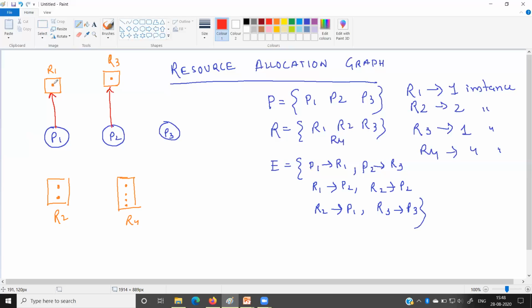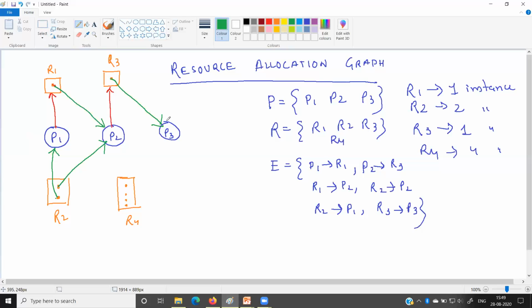So there is one single instance, and this arrow will be from the instance. Okay, so we will take another color. This R1 is already assigned to the process P2 as per the edges given over here. R2 is already assigned to the process P2. So there are two instances of R2. One instance is already assigned to the process P2. Fine. Now there is another instance of R2 which is assigned to P1. So let us say this instance is assigned to the process P1. And resource R3 is assigned to the process P3.